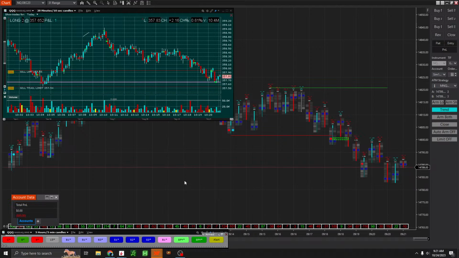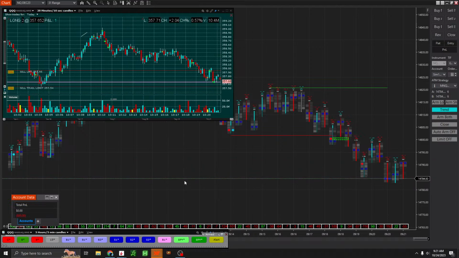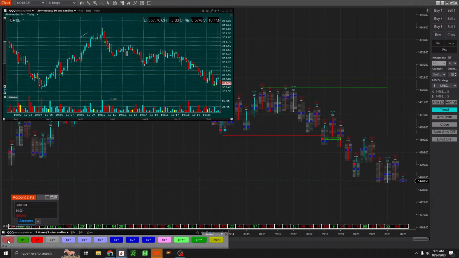The delta number, to be honest, I don't really care if it's positive or negative. We mainly pay attention to the overall trend.